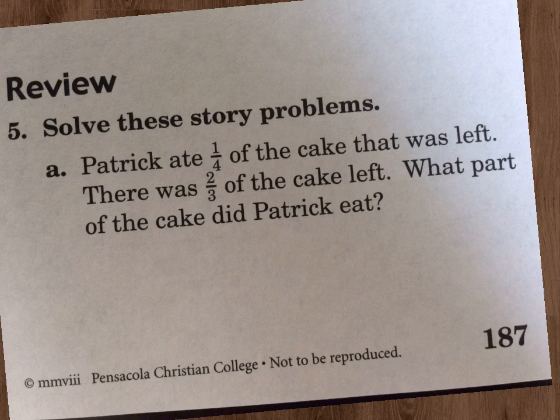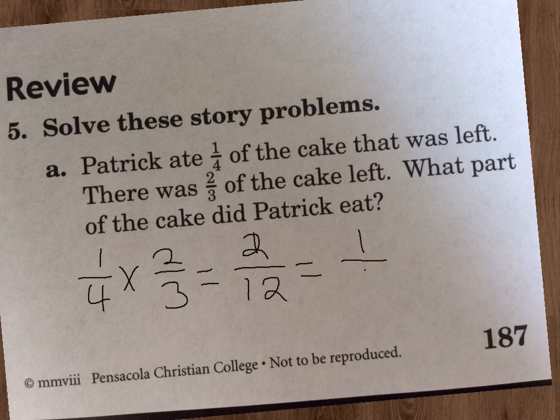So what we need to do here is multiply. Take our 1/4 times 2/3. 1 times 2 is 2. 4 times 3 is 12. So we get 2/12, which can be reduced. 2 goes into 2 one time, 2 goes into 12 6 times. And that's our answer. That's the fraction: 1/6 of the cake.